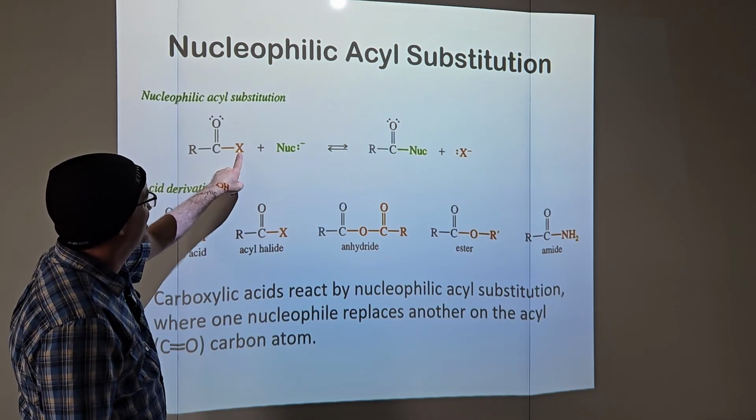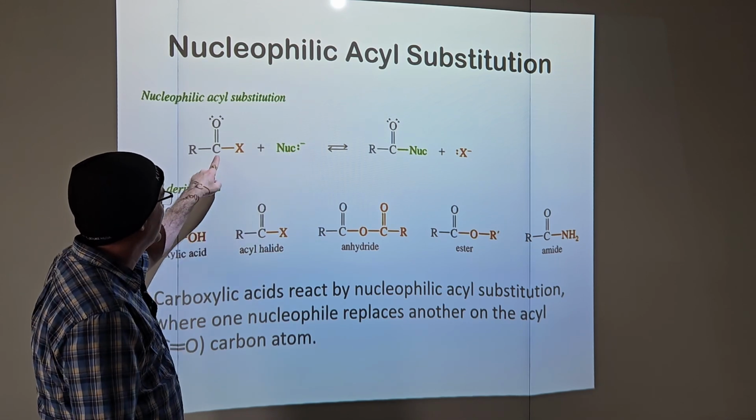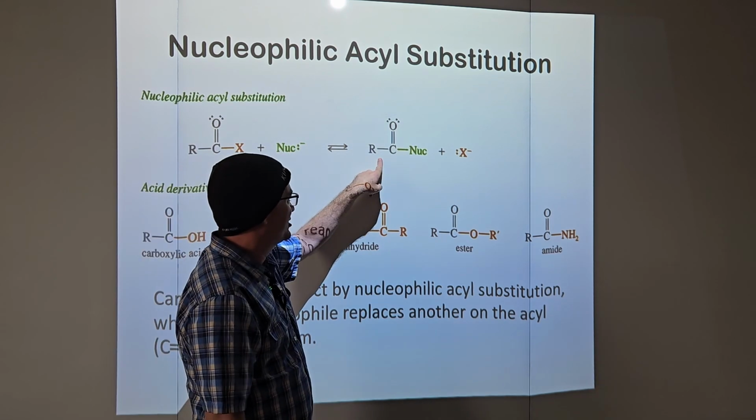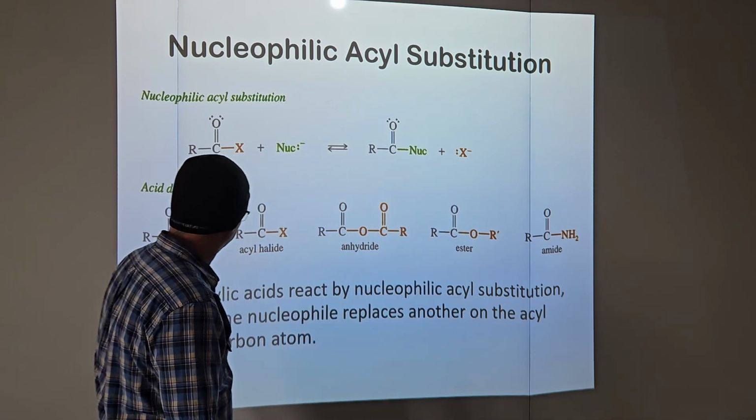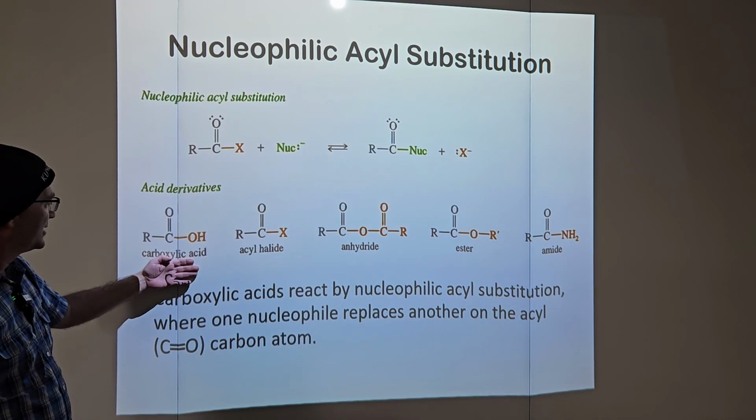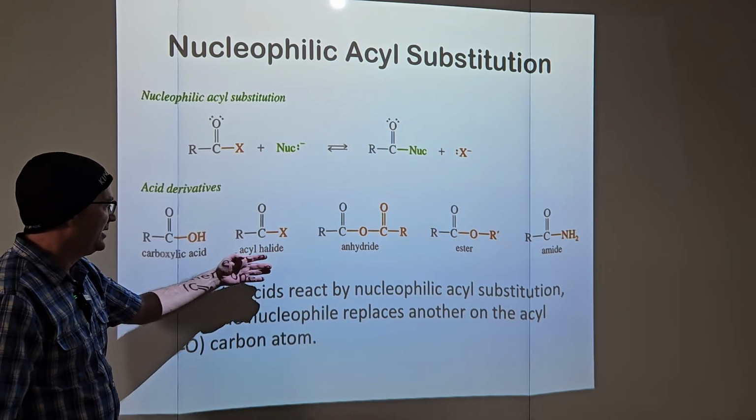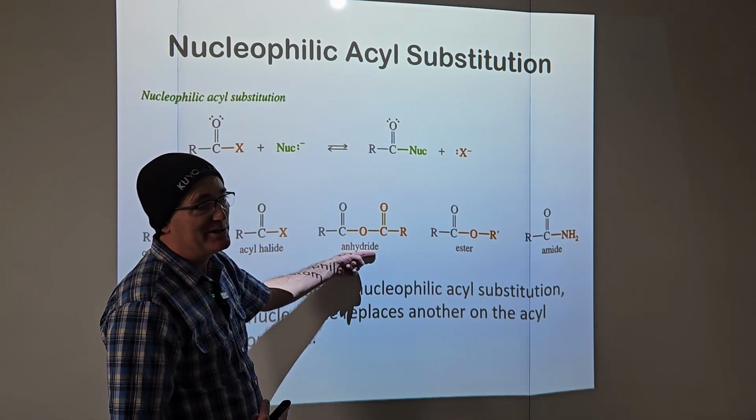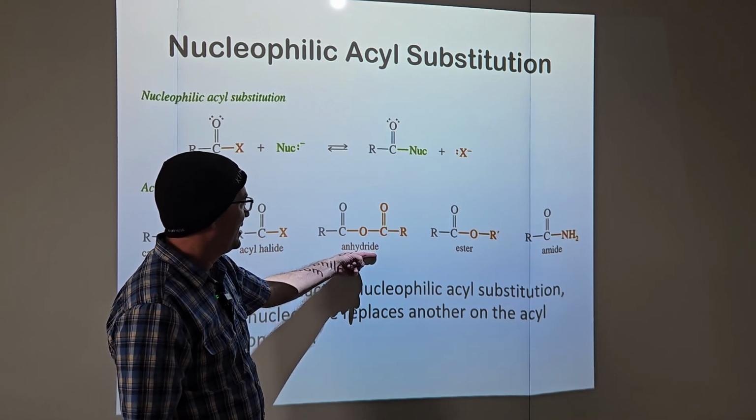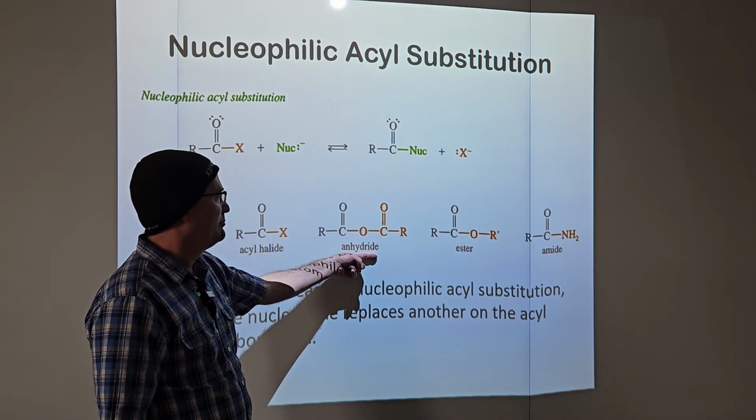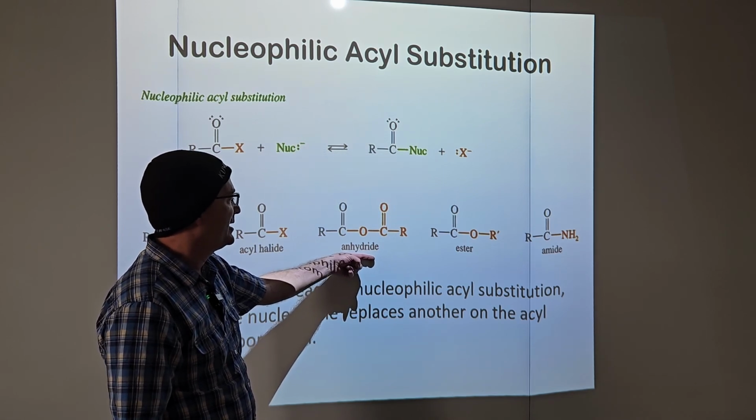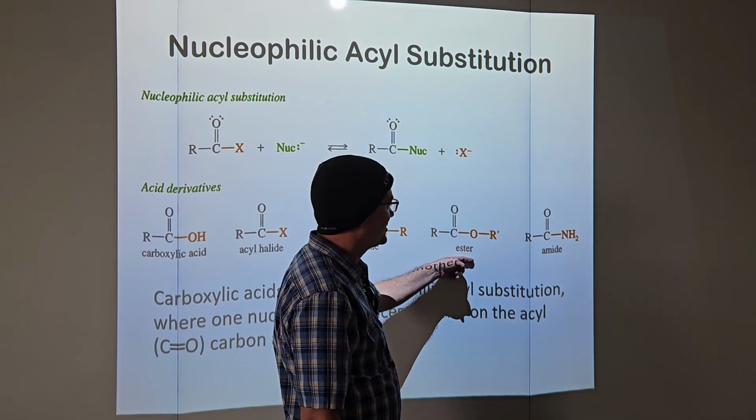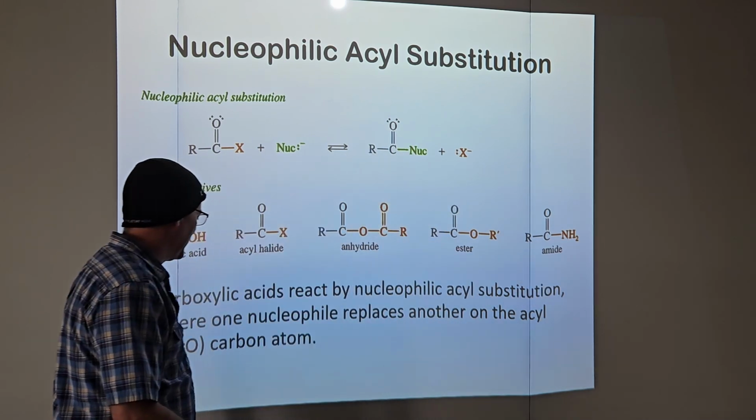Who knows what this is right at the moment? We don't care. The nucleophile slams in there. Chemistry magic occurs. There's the nucleophile. There's the leaving group. And so here are our acid derivatives. Carboxylic acid, acyl halide. That wasn't mentioned on the slide. Here's anhydride. So in the aspirin lab, you made acetylsalicylic acid using acetic anhydride. You made an ester, and then here's an amide.